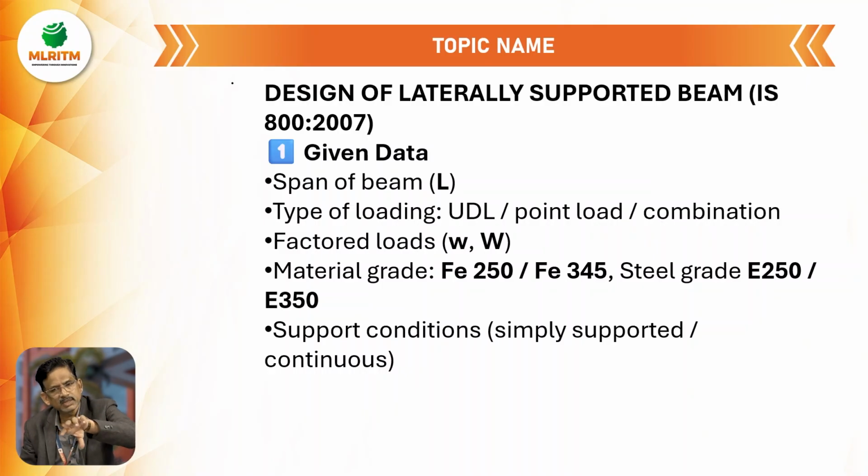As in the case of the central point load, we have to take capital W. As in the case of the simply supported beam with UDL, we have to take the small w. Material grade, you can take Fe 250 or Fe 415 or Fe 500, Fe 550, Fe 600 is also there. Support conditions, whether simply supported or continuous supports.